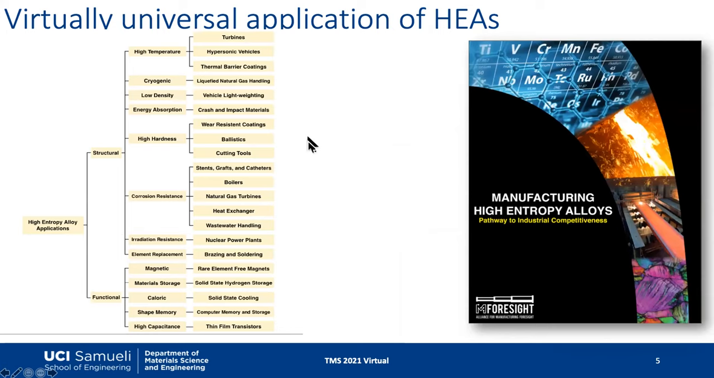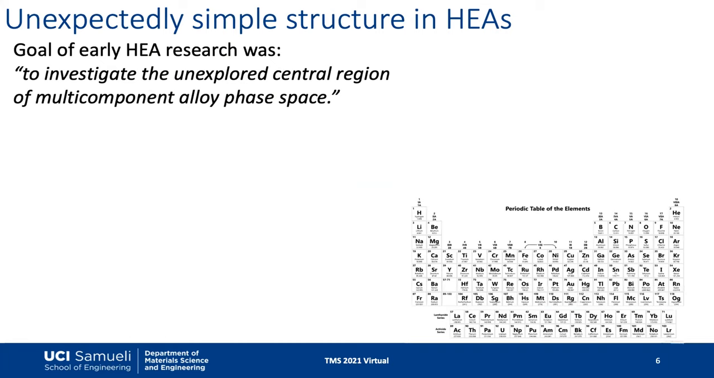Also, it's important to note here that the applications for high entropy alloys are quite a few, structural as well as functional materials. But when you look at the list of the applications, it's almost a universal application list. The point to make here is that we shouldn't be thinking about HEAs as a material class, but rather the paradigm by which we can design materials. It's a new design approach. And I think that's the way to think about it.